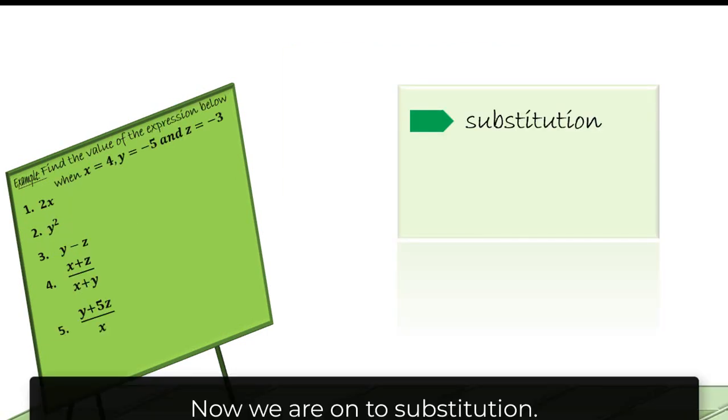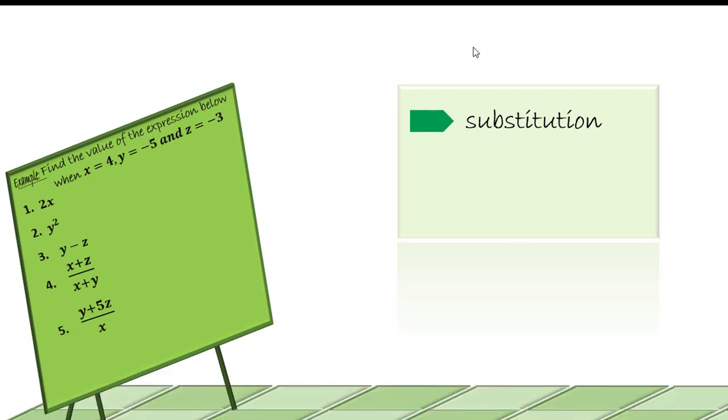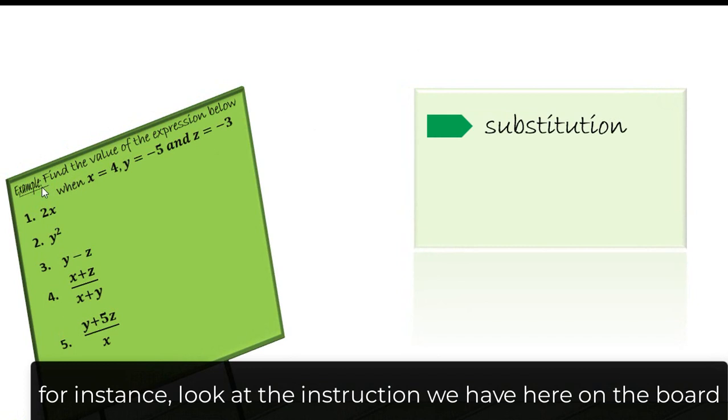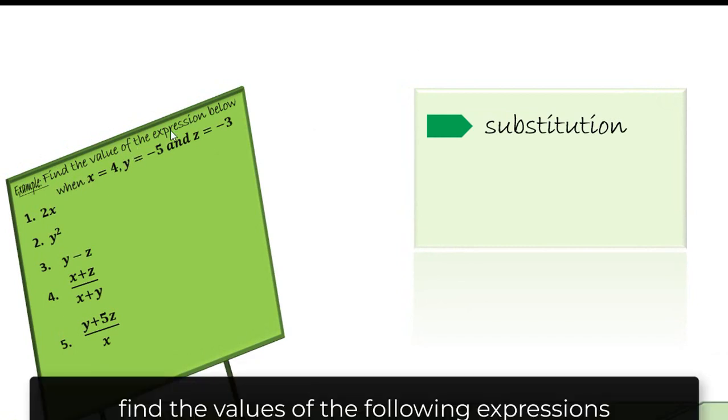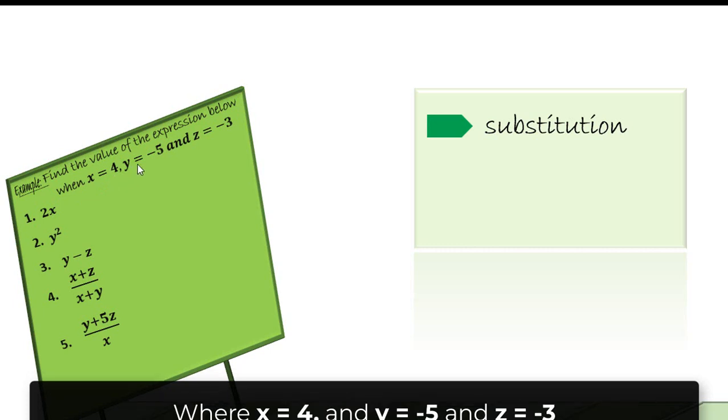Now we are on to substitution. What do we do in substitution? Substitution simply means to replace. Take for instance the instruction we have on this board below. Find the values of the expression below when x equals 4, when y equals minus 5, and when z equals minus 3.